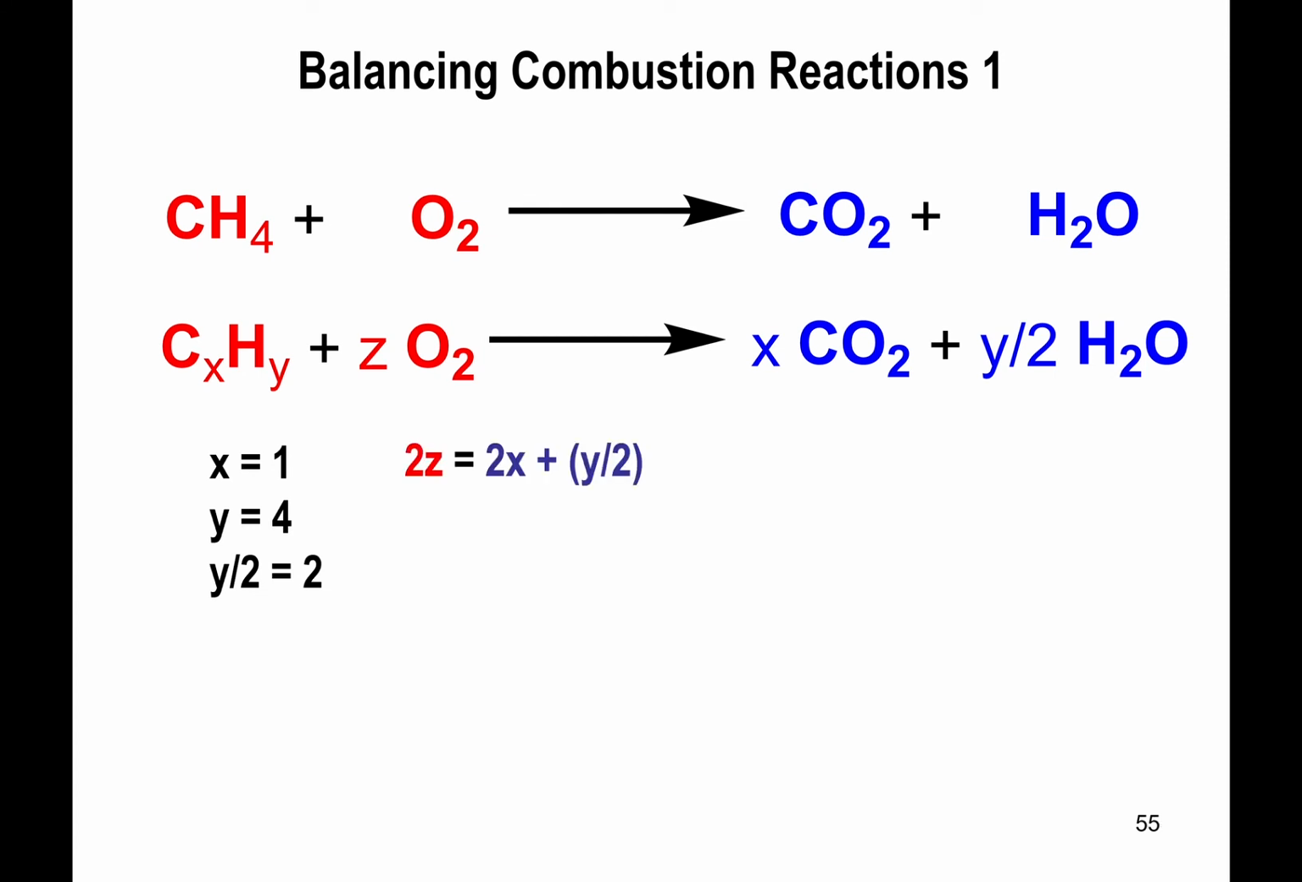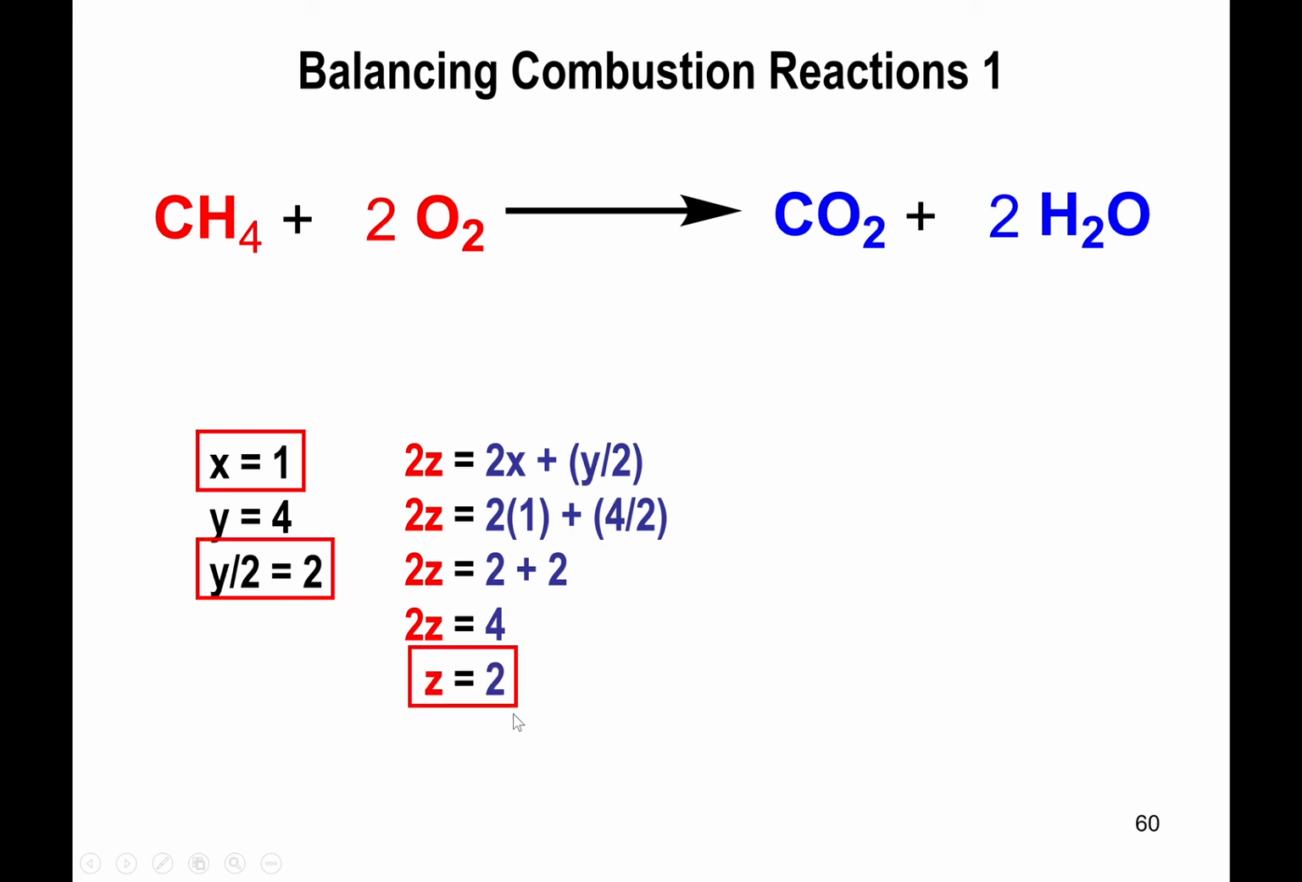And finally, for this hydrocarbon, we know that 2 times Z must equal 2 times X plus 1 times Y over 2, which is what we have here in equation format. We know the values of X and Y, so we plug them in just the way they are. And we find out that 2Z has to equal 2 plus 2, which is the same thing as saying that 2Z must equal 4, or Z itself has to be 2.